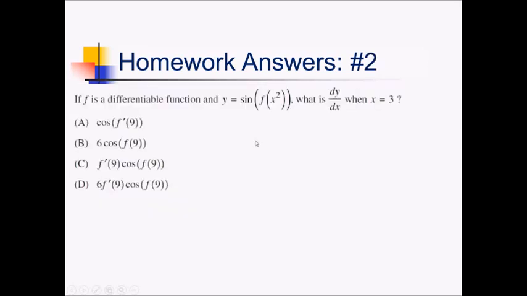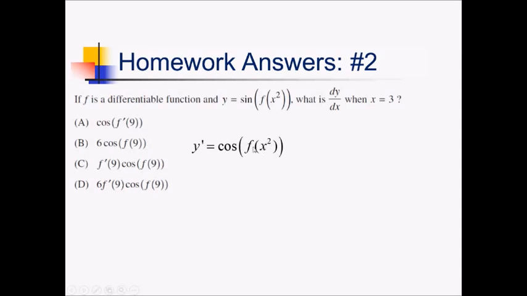For this problem, we've got a differentiable function y equals sine of f of x squared. And we want to know the derivative, dy over dx, when x equals 3. All right, well, let's just go ahead and take the derivative of this thing, and we're going to have to use the chain rule for this. So I've got the derivative of the outer function first here. So that's the derivative of sine of something, which is going to be cosine of something, in this case cosine of f of x squared, times the derivative of the inner function.